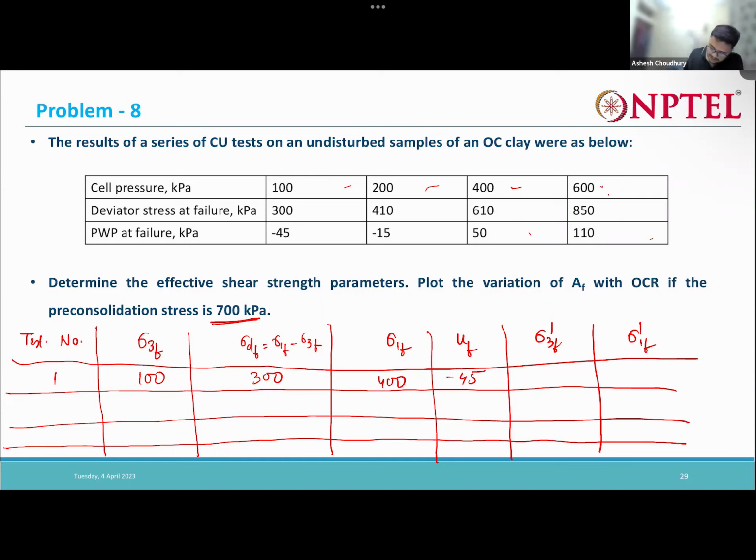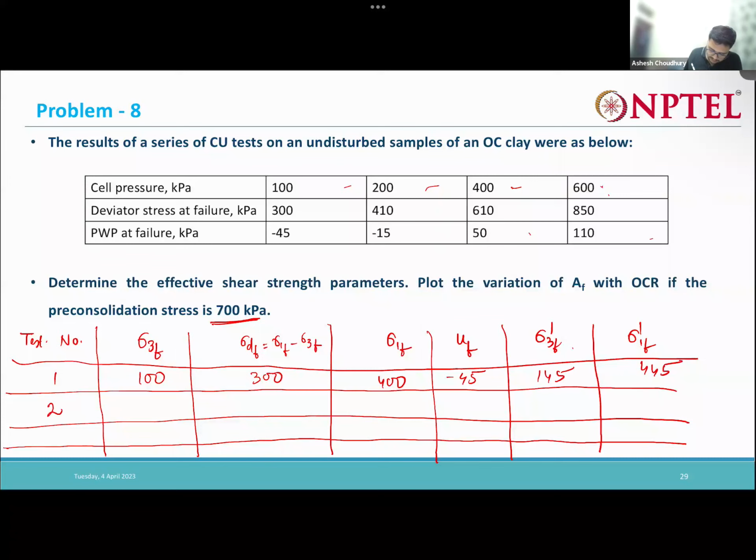So let me write sigma 3 dash. 100 minus 45. What will be sigma 3f dash? 145. And what is sigma 1 dash? 445.